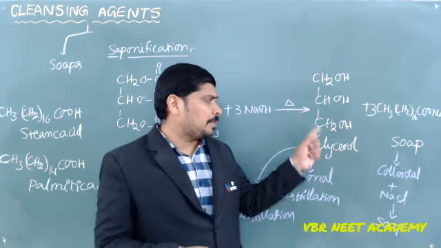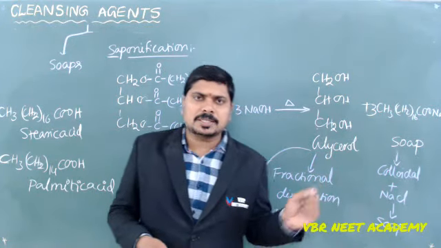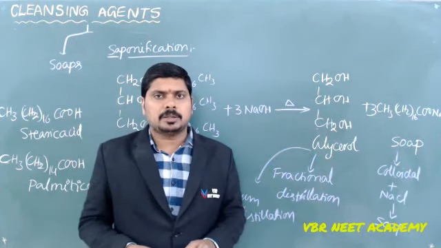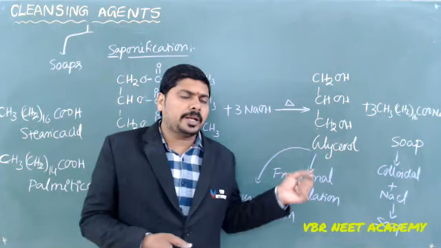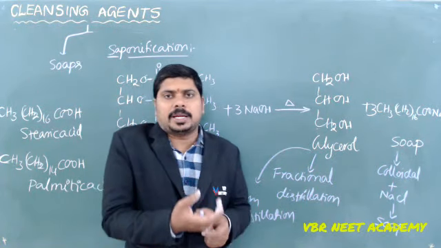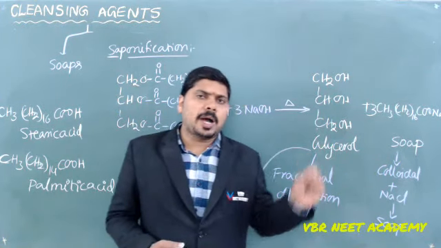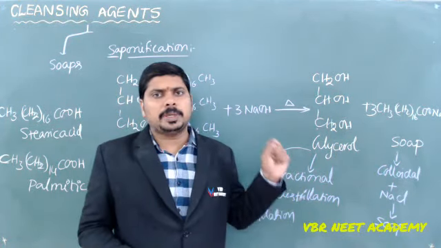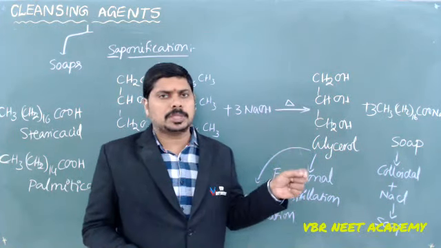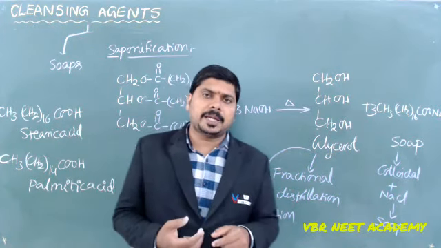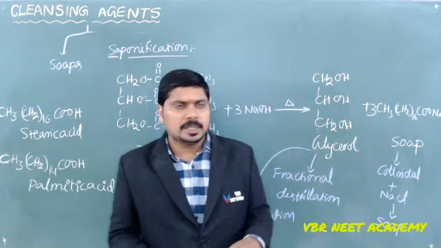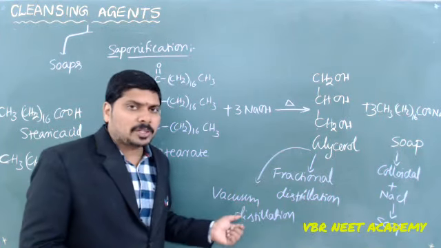For example, glycerol is not stable up to its boiling point. To separate this compound it should be boiled, but glycerol decomposes before its boiling point. That's why we are not able to obtain it by the normal distillation technique, and that's why we use vacuum distillation.